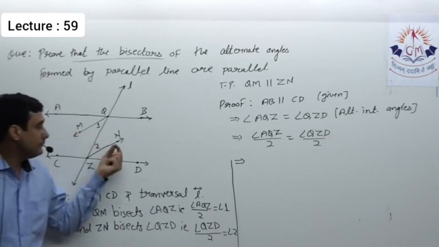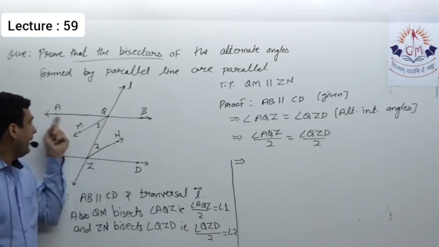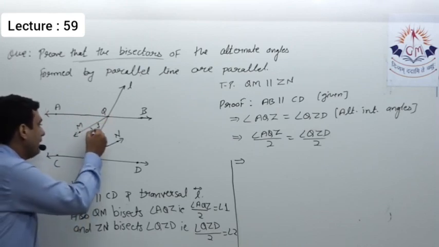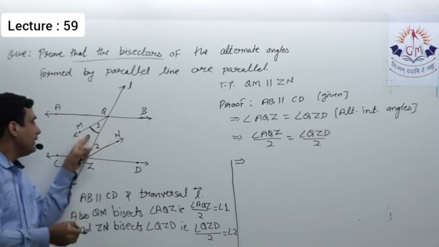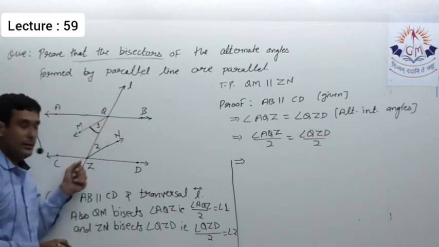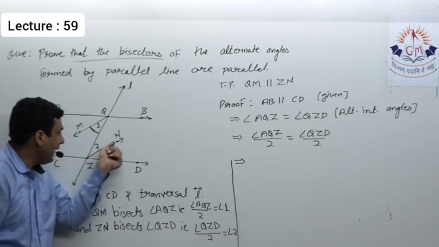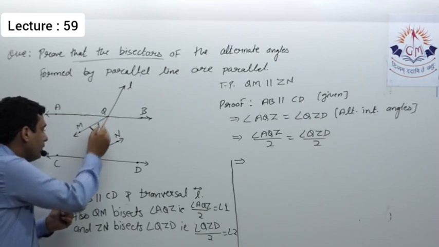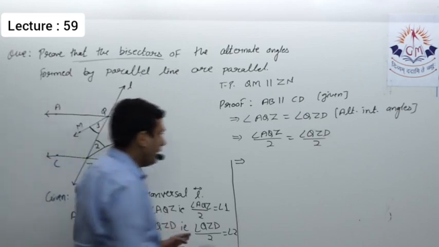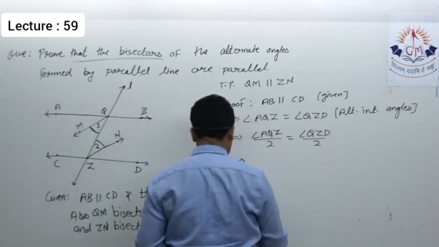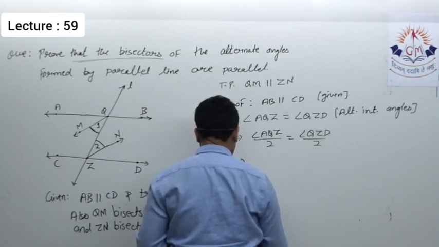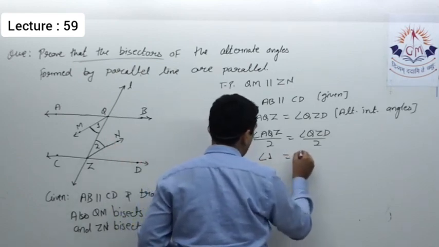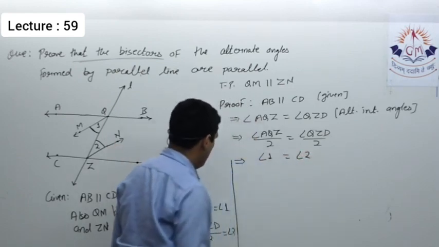Again I am repeating, because QM bisects angle AQZ, I can say angle 1 is half of this complete angle. Similarly, when I say ZN is the bisector, this smaller angle is half of QZD. So here AQZ by 2 can be written as angle 1, and this can be written as angle 2.